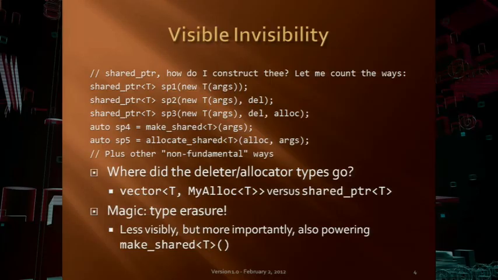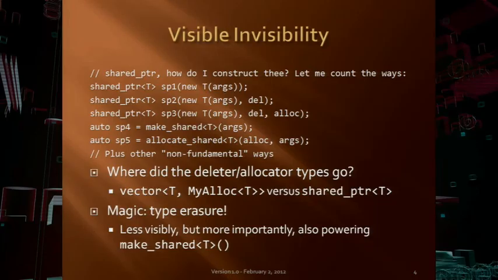Now, the most interesting thing about these methods of construction is what is not there. Imagine std::vector, which has been around since 1994. If you want to customize the allocator type, you have to say vector<T, MyAlloc<T>>. And then it will use that provided allocator to retrieve and get rid of memory. shared_ptr takes custom deleters and allocators, yet that's not apparent in the type.